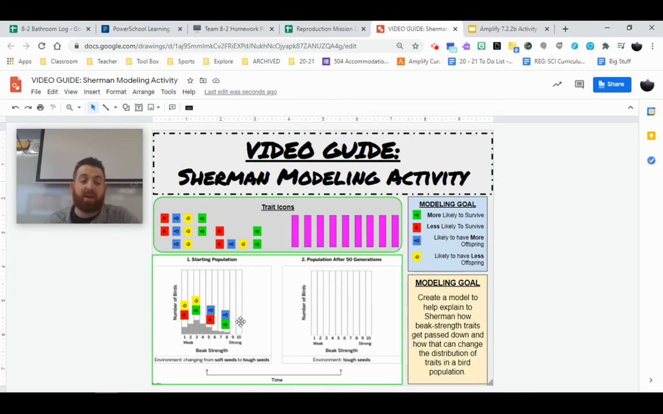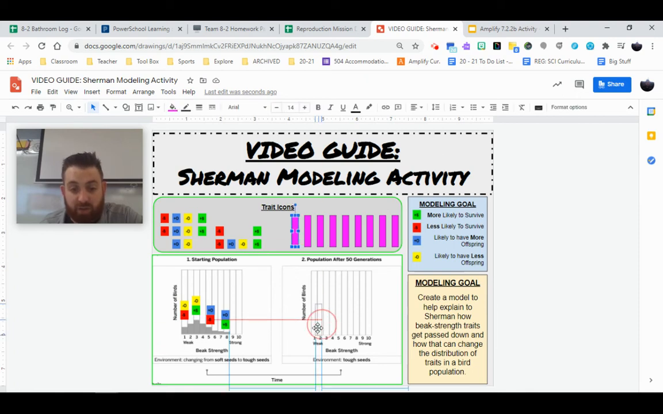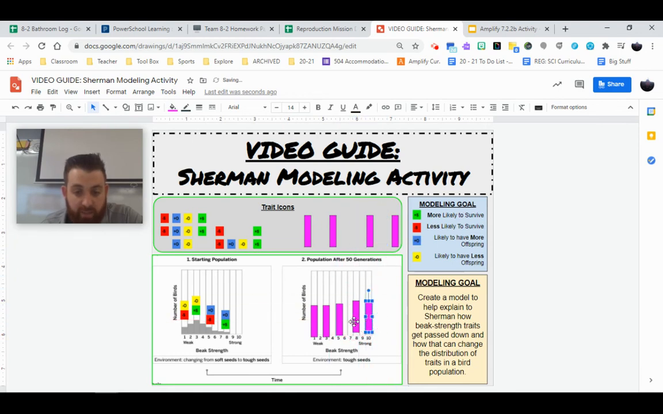Once you're done placing your icons in the first graph, you're then going to predict in 50 generations what the distribution and variation would look like. Are we going to have high variation, so a lot of bars? Or are we going to have low variation, which means a low number of bars? So here I have a lot of bars. Maybe I need a low number of bars.